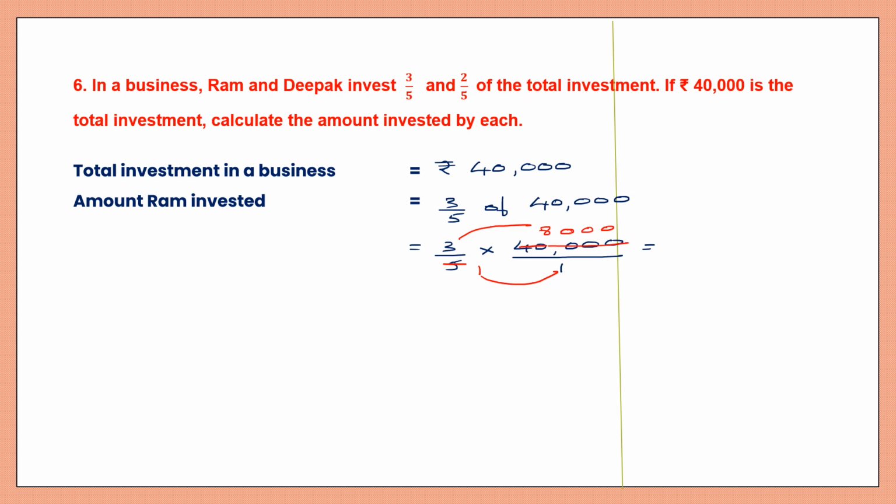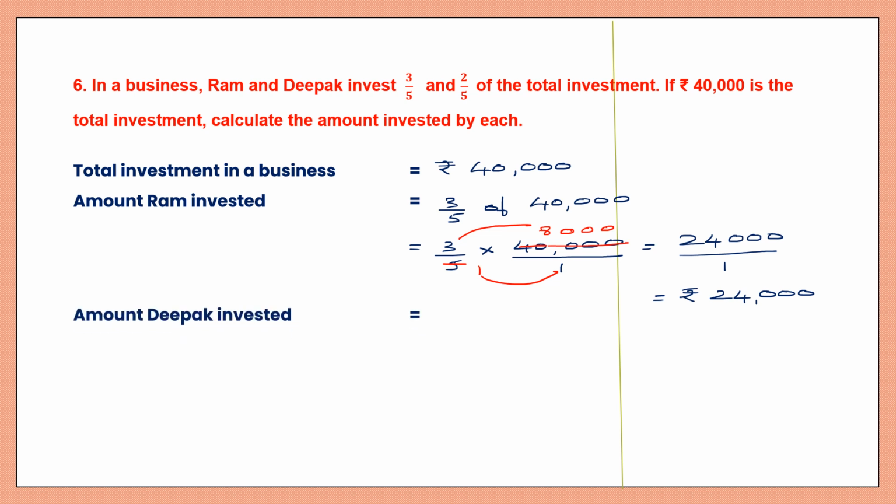So first multiply 8 into 3. 8 threes are 24 and then add the 3 zeros 1, 2, 3 and the denominator is 1. So this will simply be 24,000. So and since it is rupees, 24,000 rupees is the amount that Ram invested. So we have found out how much Ram has invested. Let's see how much Deepak has invested.